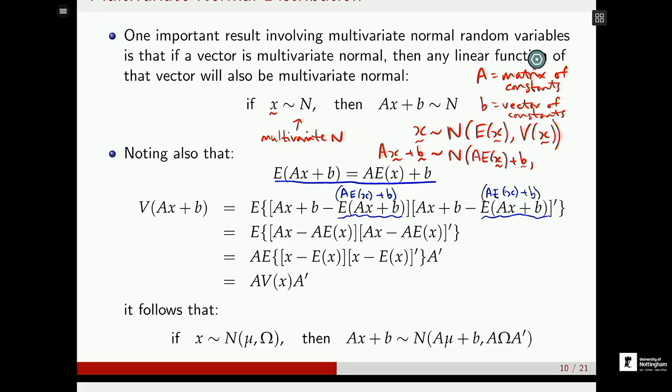And you can then see that the b's are going to cancel off. You've got a b here minus the b in the bracket there, same over here. So the b's will vanish and we'll just be left with Ax minus A times the expected value of x in both brackets.